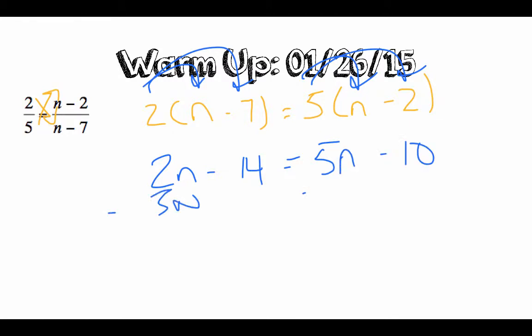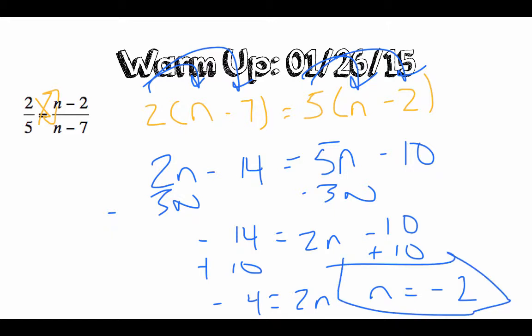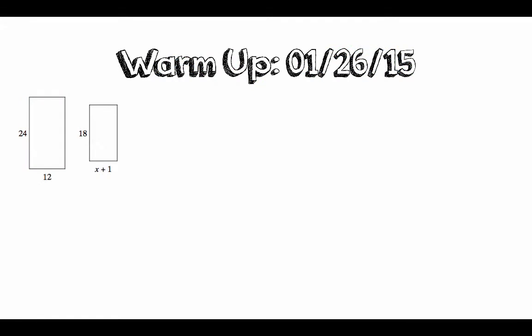Subtract 3n from both sides. Negative 14 equals 2n minus 10. Add 10, add 10. Negative 4 equals 2n. Divide by 2. n equals negative 2. So again, pretty straightforward on those proportions. You guys should know that. You should have that down. Not too difficult for you.